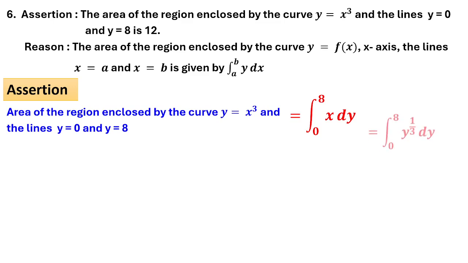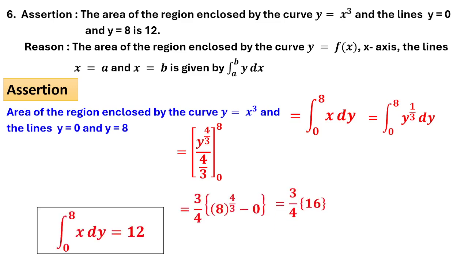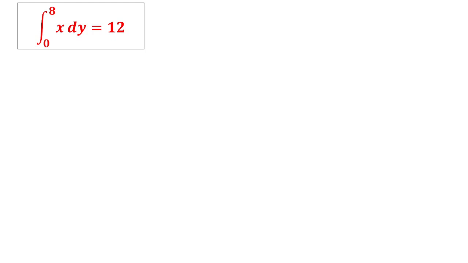Let us try to get x from the equation. It is y power 1 by 3. I am doing the integration from 0 to 8. I am getting the answer as 12. Because all of you know 8 power 4 by 3 is 8 power 1 by 3, whole power 4. Therefore, 2 power 4, that is 16. Therefore, you are getting it as 12.